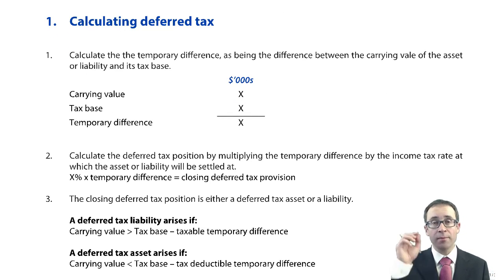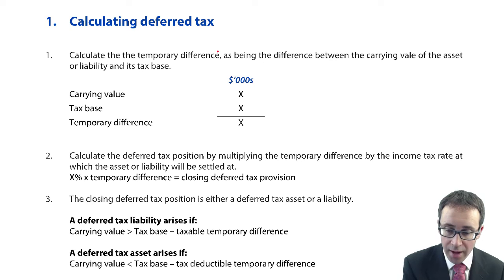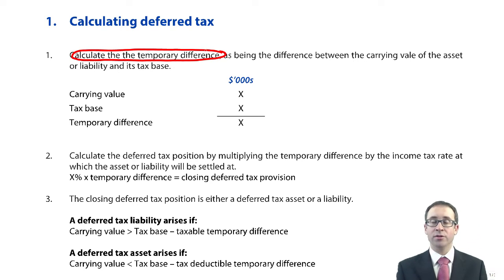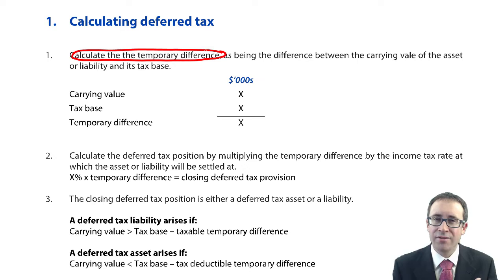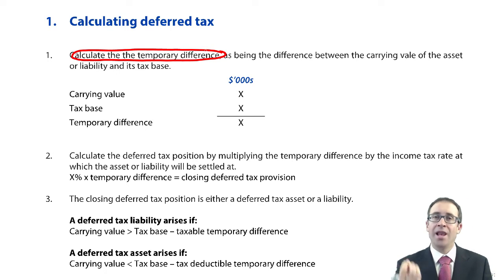So remember, there were 4 steps, weren't there, in order to go through and calculate your deferred tax. First one was to go through there and work out that temporary difference, wasn't it? So we went through there and compared the carrying value. So in F7, it was all about property, plant and equipment. So you took your cost less your accumulated depreciation to give you the carrying value of your property, plant and equipment, wasn't it? You then compared that to the tax base.